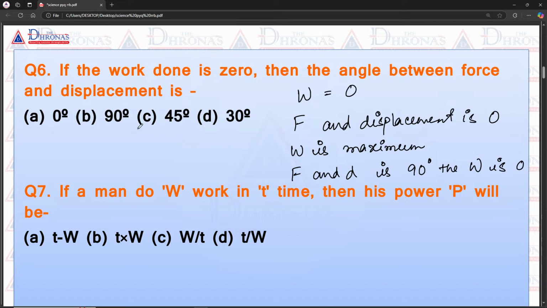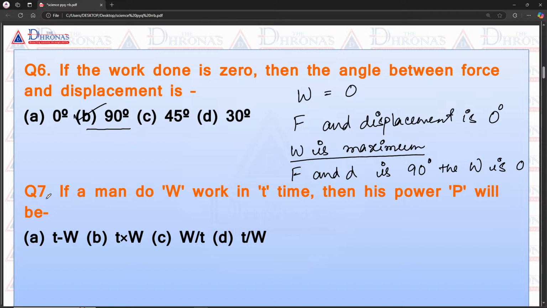So यहाँ पे क्या होगा answer? Work आपका 0 है, that means force and displacement में angle है आपका 90 degree. Whenever the angle between force and displacement is 90 degree, the work done is 0. But when the angle between force and displacement is 0 degree, then the work done is maximum.